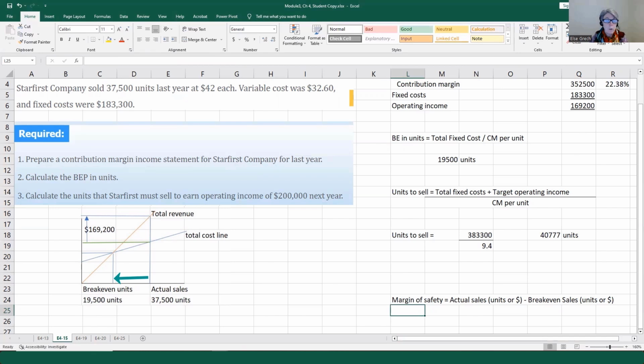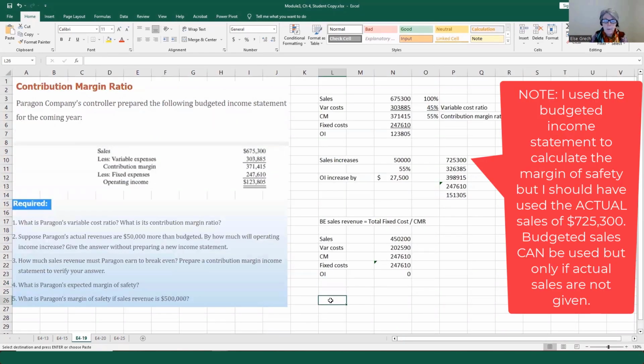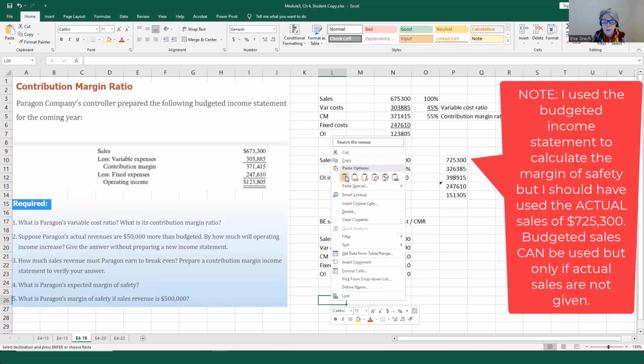Because why is it called a margin of safety? Because if I'm selling at this point, I have to lose all of these sales in units, or I have to lose all of these dollars in sales revenue before I end up in a loss position. We're down here in a loss position. Okay, so that's why that's the margin of safety. So let's copy this over. So what is their margin of safety, right?